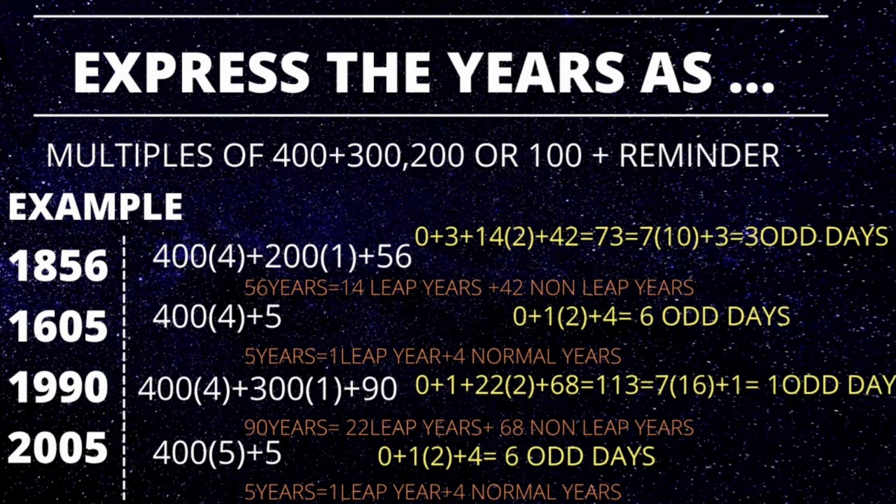Now, the number of odd days in 1856 is therefore equal to 0, since every 400 years have 0 odd days, plus 3 since every 200 years have 3 odd days, plus 4 into 2 since there are 14 leap years that have 2 odd days each, plus 42 since there are 42 non-leap years that have 1 odd day each. So the total number of odd days becomes 73, and on dividing by 7 and taking the remainder, we get 3 odd days. Now try understanding for other years too.